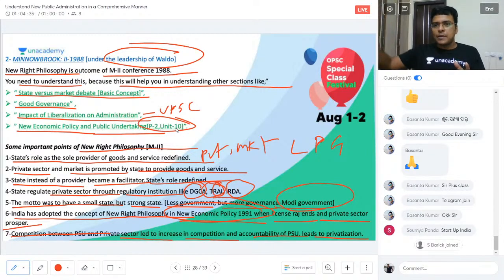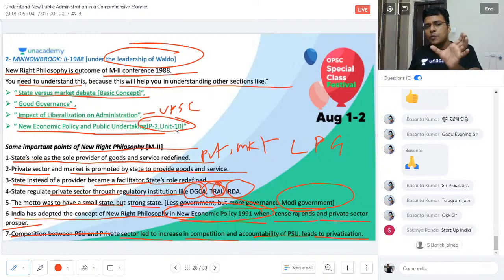So suppose there is a public car company, the government's Hindustan Motors Ambassador, which is continuously facing loss, and the private car company Maruti Udyog is making profit. So the government made sure that if you want to continue as a public sector, you need to perform and maintain yourself, otherwise you will be sold out. So this is the new economic policy and public undertaking.